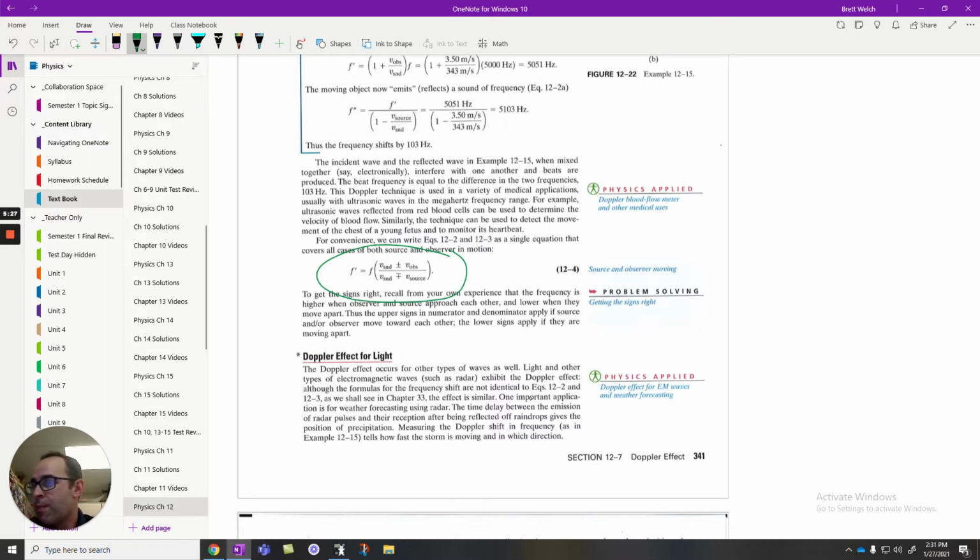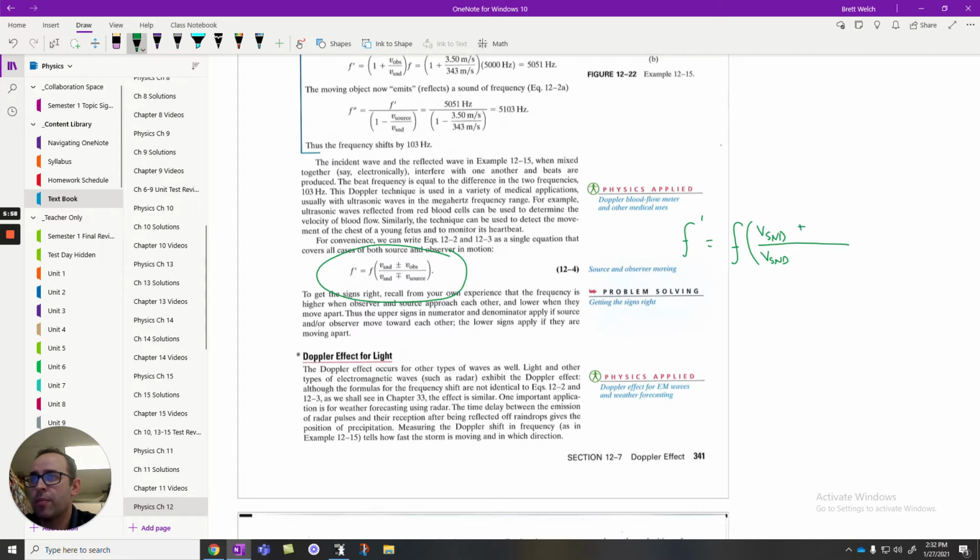It says f prime, which is the new frequency, is equal to the original frequency that's produced by the source times the velocity of sound. Most of the time we're talking about the velocity of sound in air, which would be 343. But this still works underwater, and it still works in space. Although sound doesn't travel in space, light does, and so we'd have a shift there.